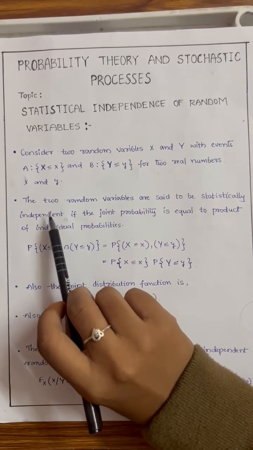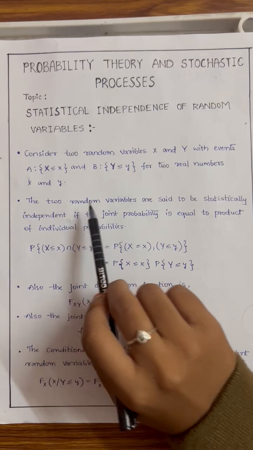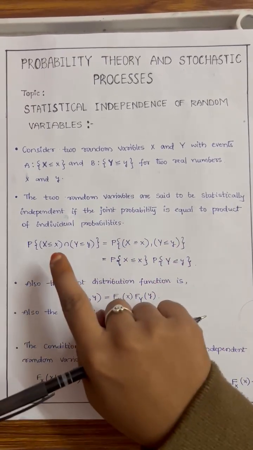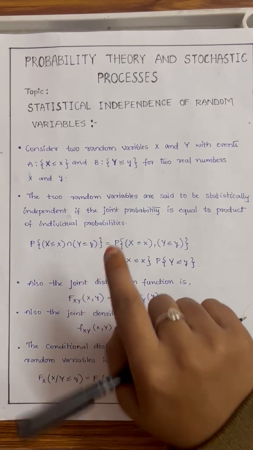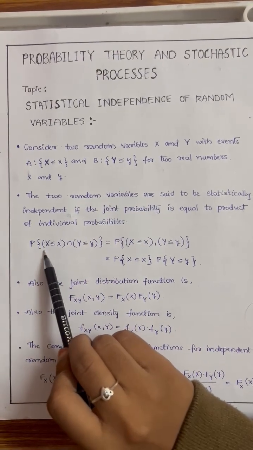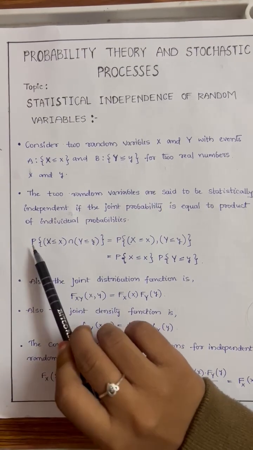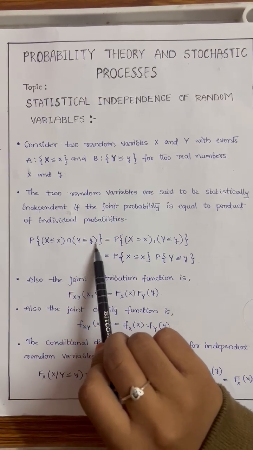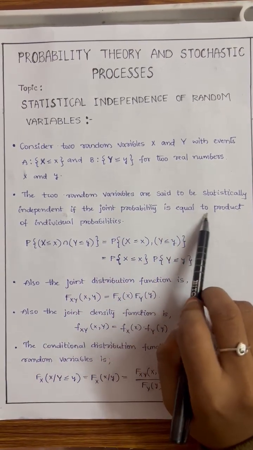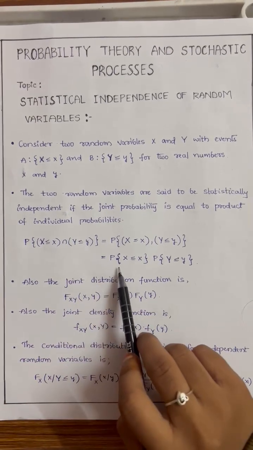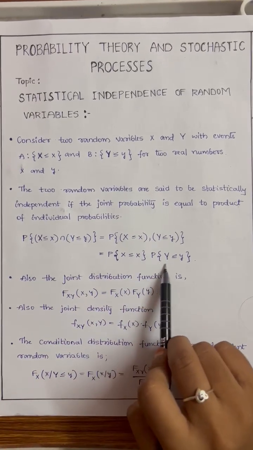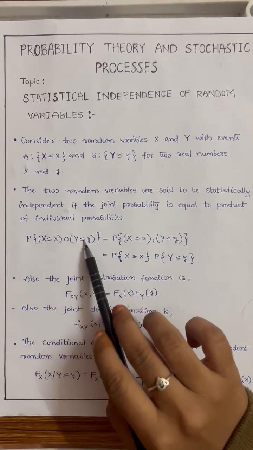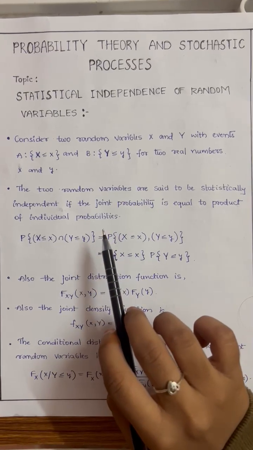Now, random variables are said to be statistically independent if the joint probability is equal to the product of the individual probabilities. We know that joint probability is mathematically written as P of X less than or equal to x intersection Y less than or equal to y, and it is equal to the product of the individual probabilities. So this is the probability of event A and this is the probability of event B. Then these two random variables X and Y are said to be statistically independent.